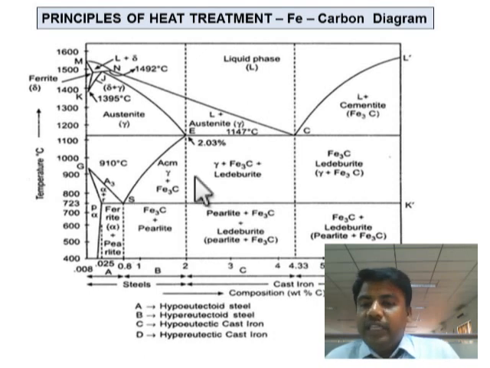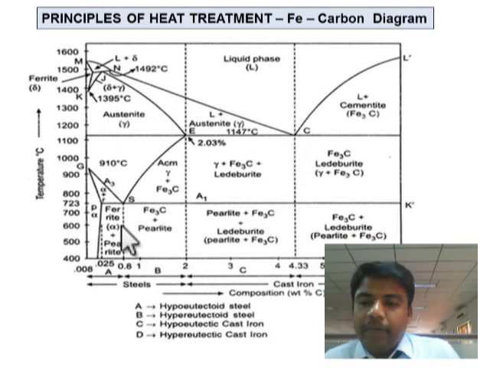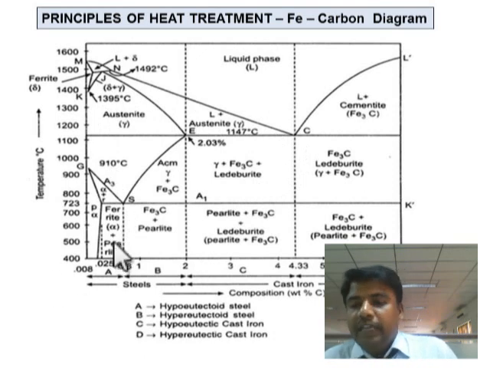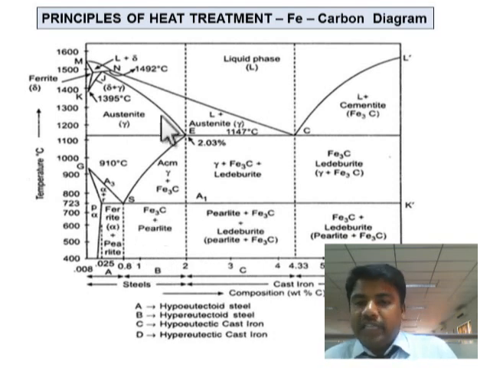Now you can see the three reactions: the eutectic reaction, the eutectoid reaction, and the peritectic reaction. Now we can see the structures present in the iron carbon diagram: pearlite, ferrite, and Fe3C, which we call cementite, and here you can see austenite. This we call austenite and cementite. This is what we call the iron carbon diagram.